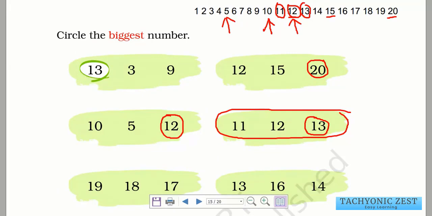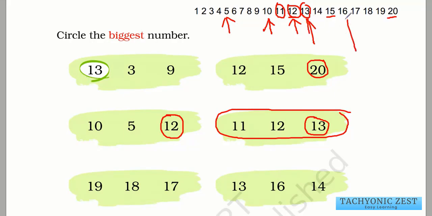So if we see this one, 13, 16 and 14. Okay, let us see. So 13 is here. Then next is 16. So 16 is here, and next is 14. So 14 is here. So which is the biggest number out of 13, 16 and 14?